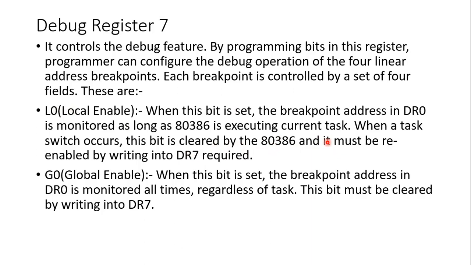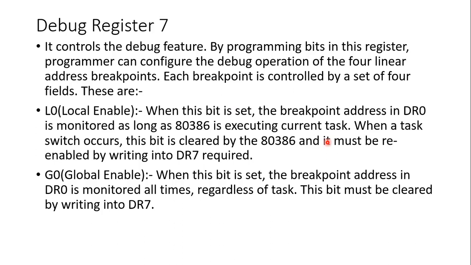Then there is the global enable. What does this global enable do? When this bit is set, the breakpoint address in the DR0 is monitored at all times, regardless of the task. This bit must be cleared by writing into the DR7. Local means monitoring the execution only for that particular task. But global means you have to monitor the DR0 register throughout the time, regardless of the task.